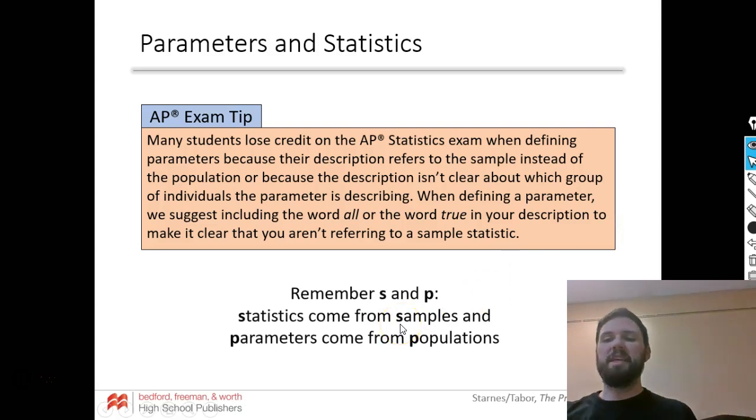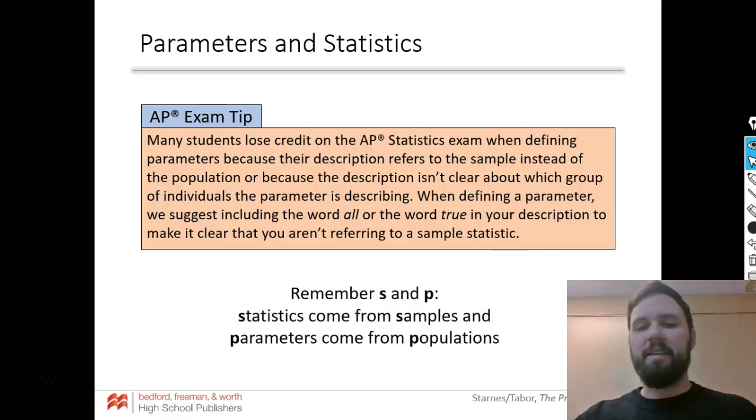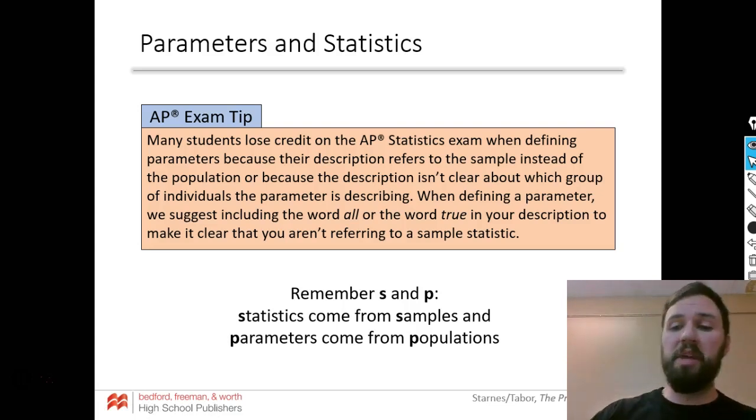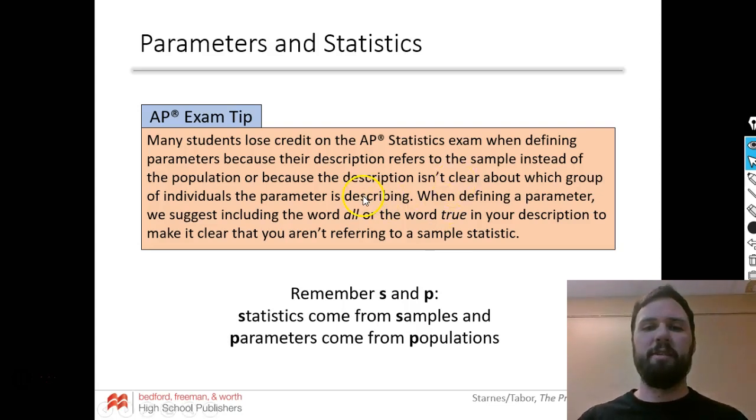Alright, so remember S and P. S. Statistics come from samples. P. Parameters come from populations. Look at, there's even boxes and they're color coded.